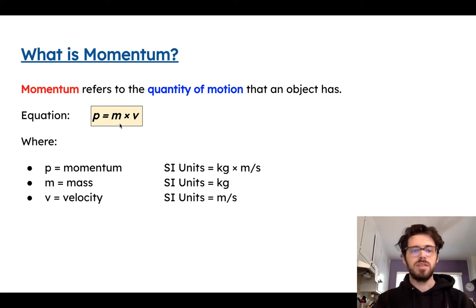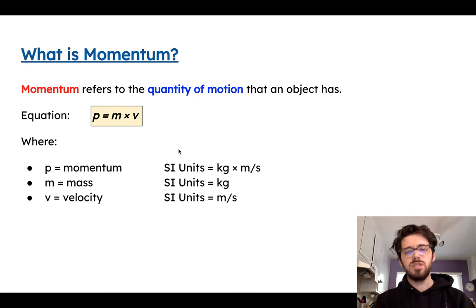If you take the units for mass, which are kilograms, and the units for velocity, which are meters per second, and multiply them together, then it should make sense that the metric units for momentum are kilograms meters per second. I have that highlighted here on the right-hand side where it says SI units. Just a reminder, SI units means the metric system units.